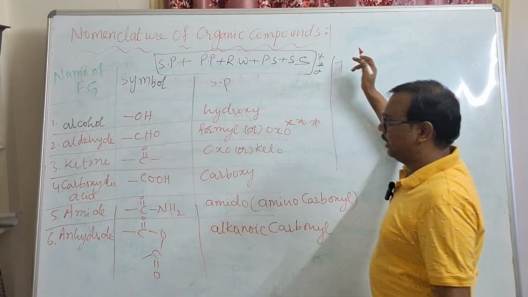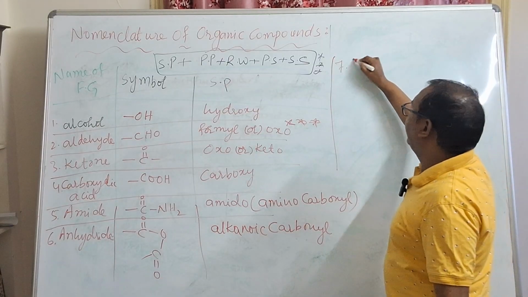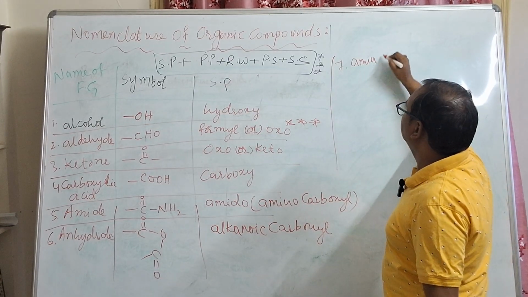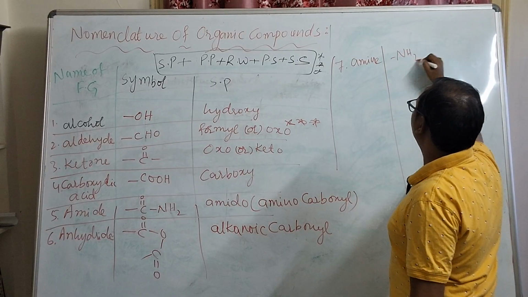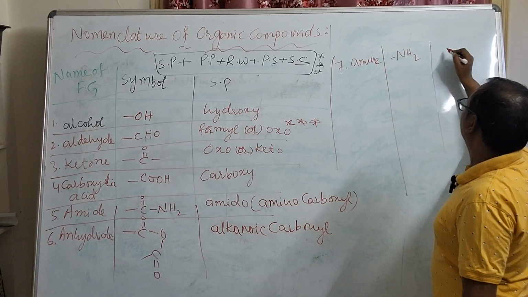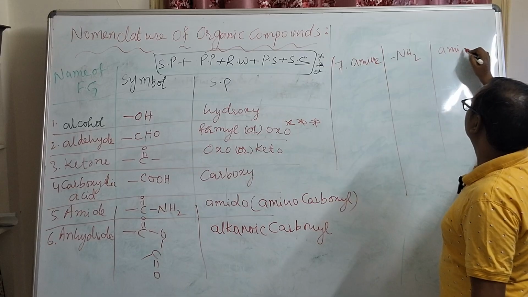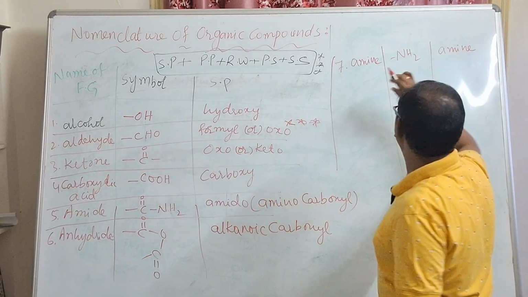The seventh one we can write as amine. The functional group NH2 symbol is called amine only. Okay, amino.